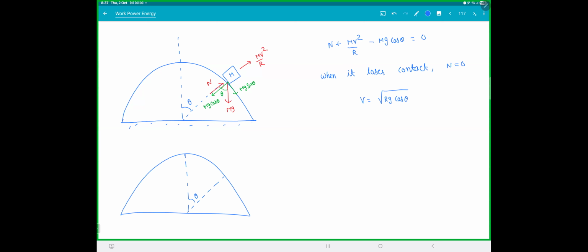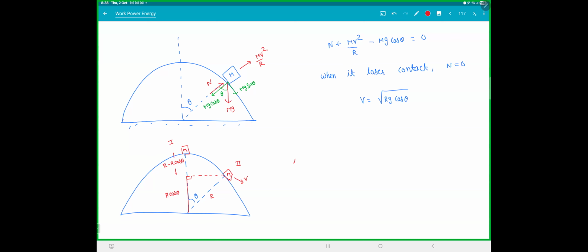So when it loses contact, initially the block is here. This is my state 1. The block is losing contact here. This is my state 2. This has speed v. If you look at this height here, this is R, so this is R cos theta. This will be R minus R cos theta.